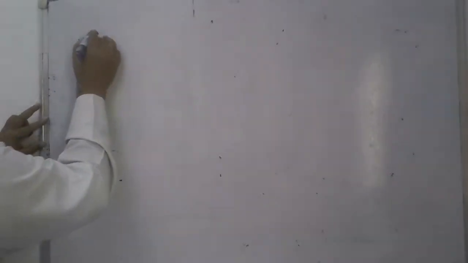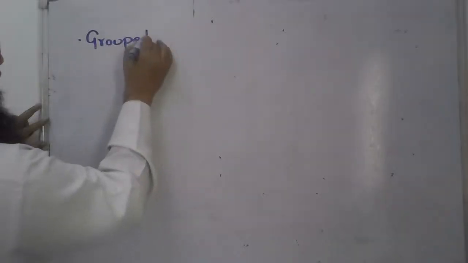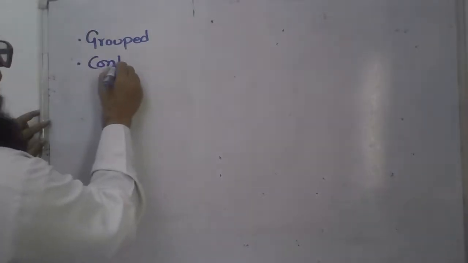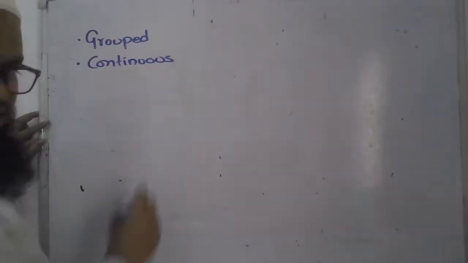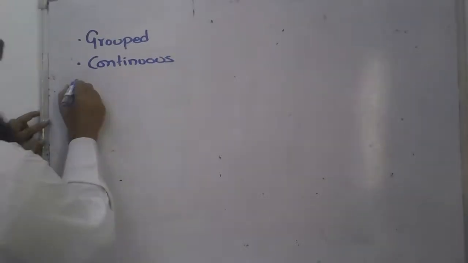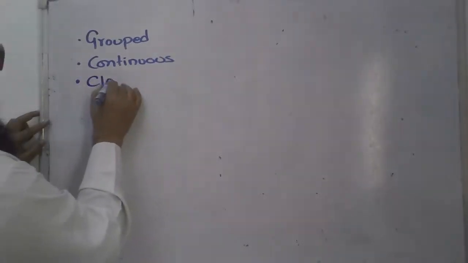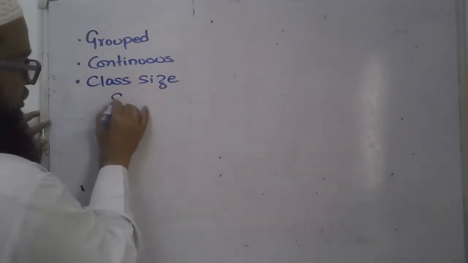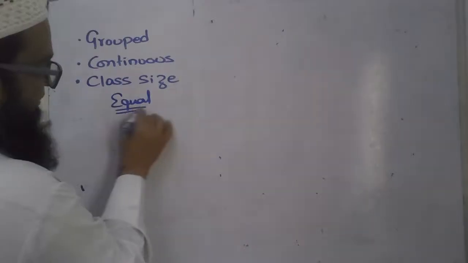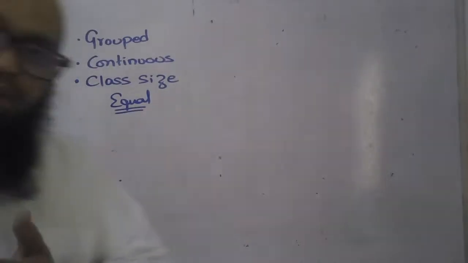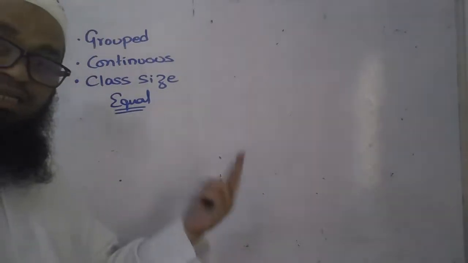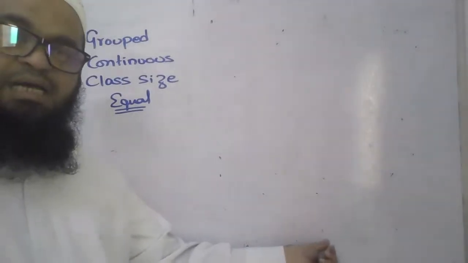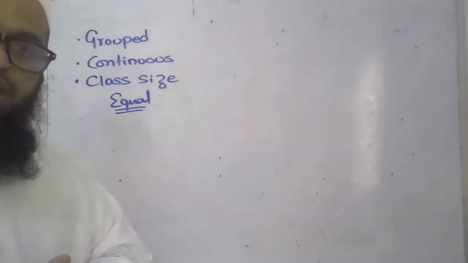So what you are supposed to check? You are supposed to check whether the data is grouped or not. And the next one, it should be continuous. The data should be continuous, and also the class size should be equal. This is very, very important. In histogram, just now we have seen that the first class is 20 and all the other classes are 10, 10, 10. So we did not bother.